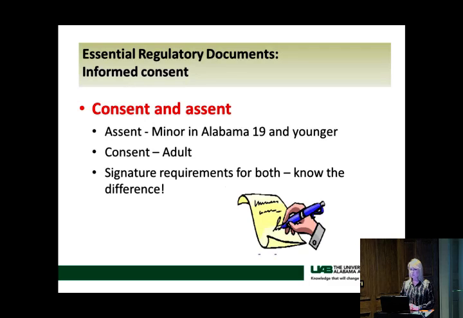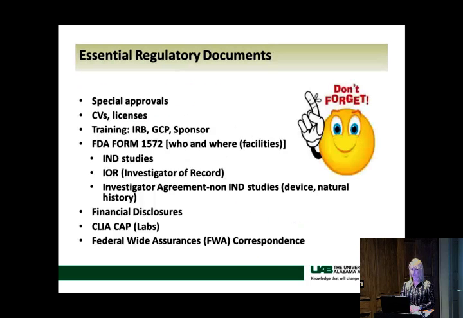So briefly, I just want to tell you the difference between the consent and assent. In the state of Alabama, this has got to be changed, but a minor in Alabama now is 18 and younger. So I have to update this slide. And so they have to sign an assent, which means they have to have a legally acceptable representative sign also. And the consent is for the adult, and there's different signature requirements for both. So make sure you look that up and you know the difference.